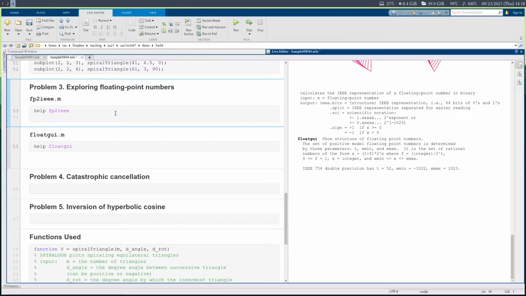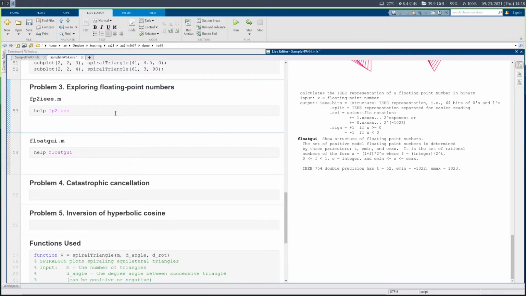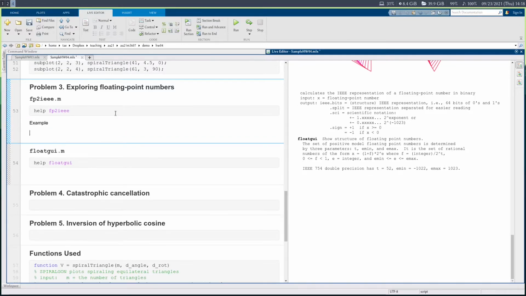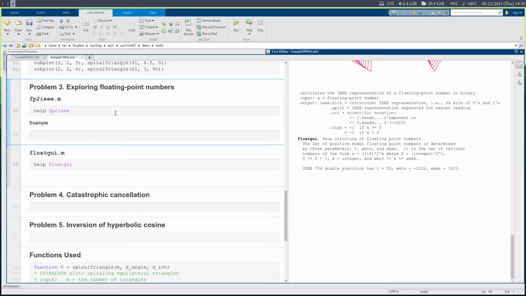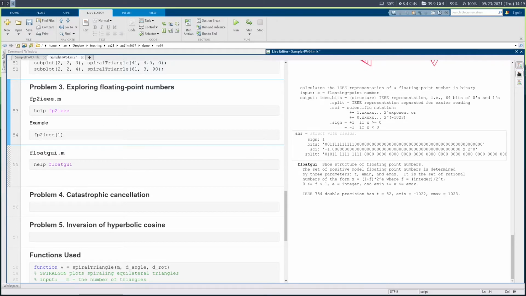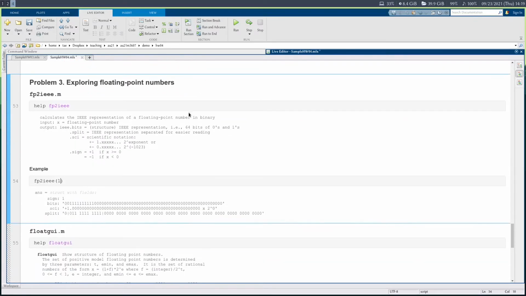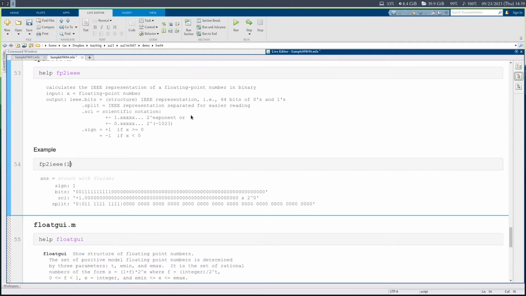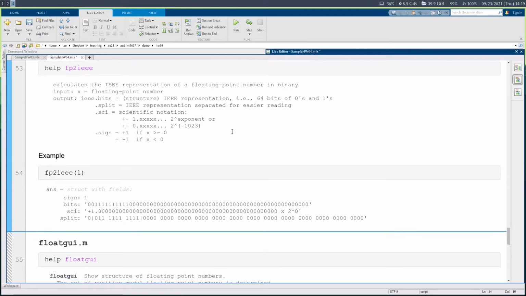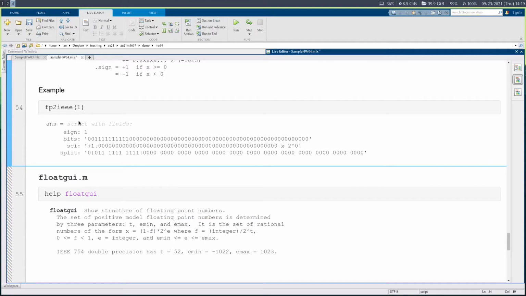When you type help function, it tells you what it does, and it essentially converts floating point numbers to IEEE specification. As an example, let's do floating point to IEEE, and let's convert 1. When I run this, and maybe I should make it larger, sign is equal to 1. It means it's a positive number, and this is the sign bit, if you like. And this is bit notation.